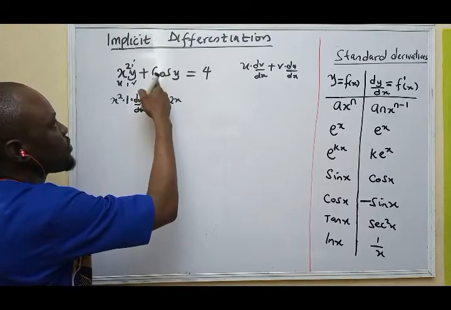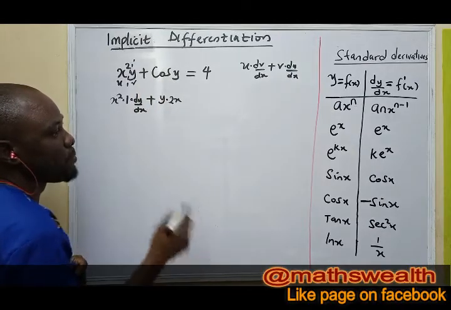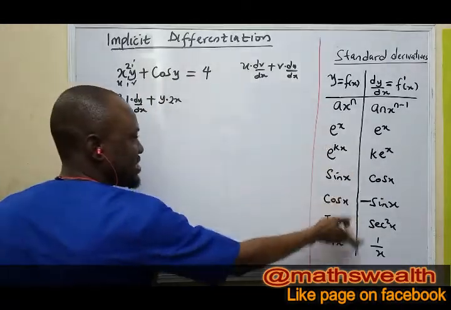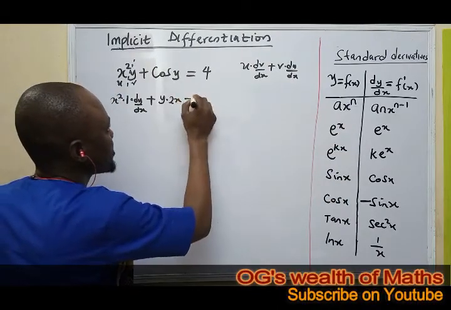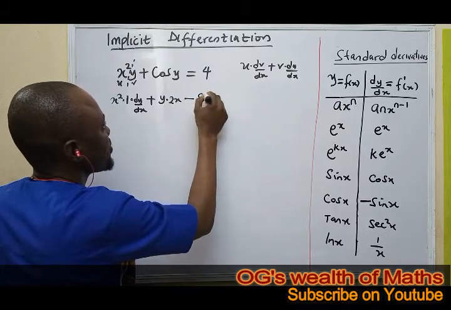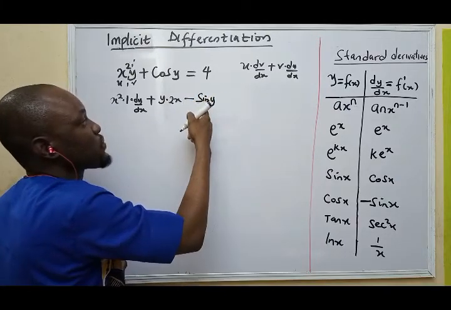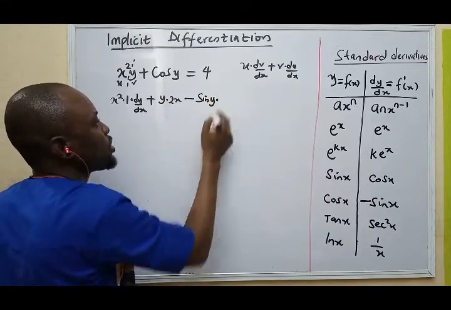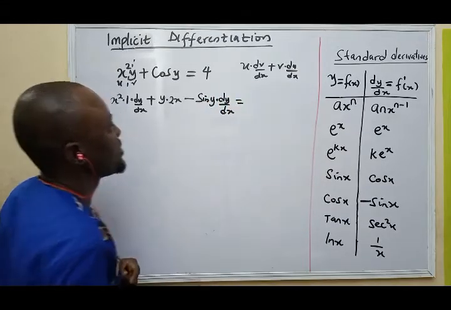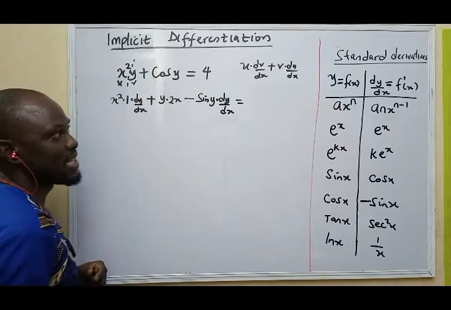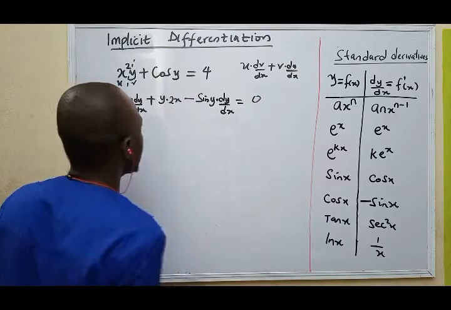So I'm going to do this again. The derivative of cos y will give me minus sine y. Look at your standard derivatives. So for this, I'm going to get minus sine y. Because I'm differentiating with respect to y, I'm going to multiply my result by dy/dx, equals, the derivative of a constant is 0, so I'm going to write 0.